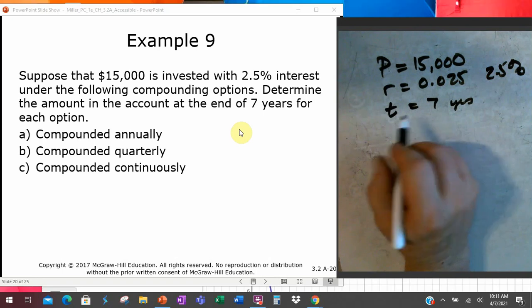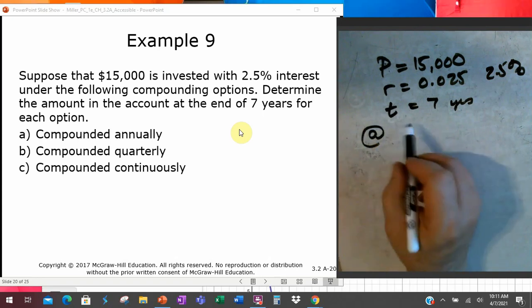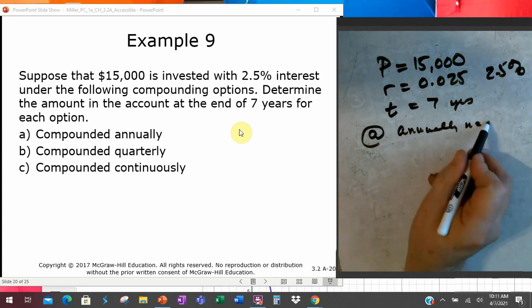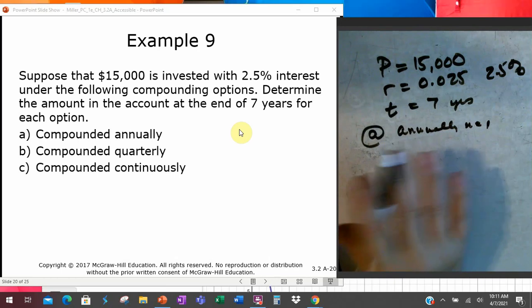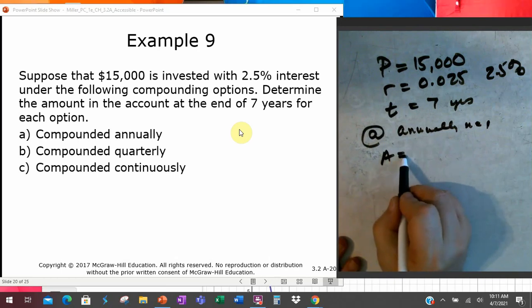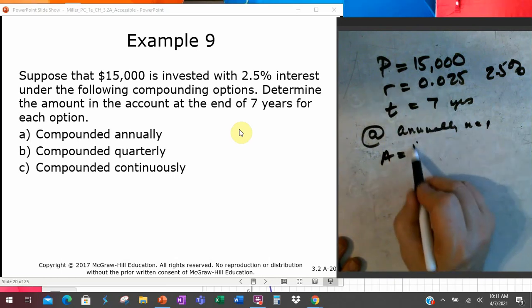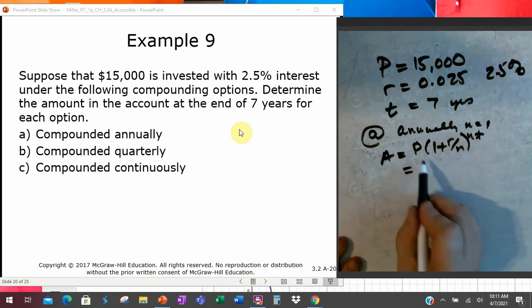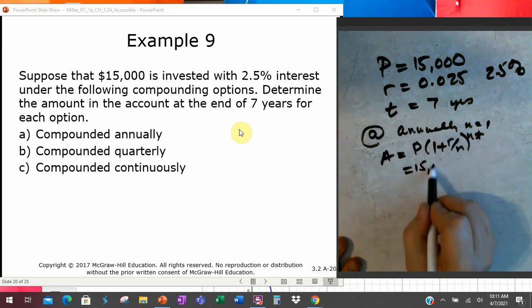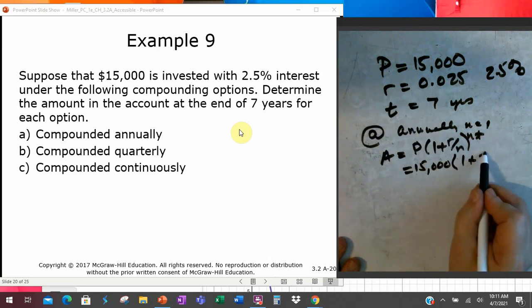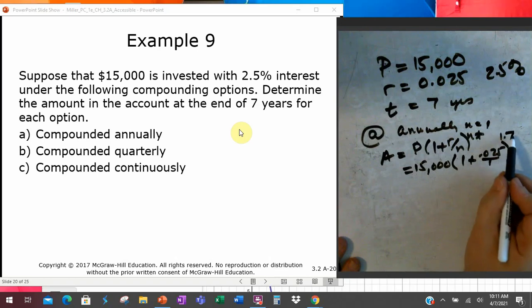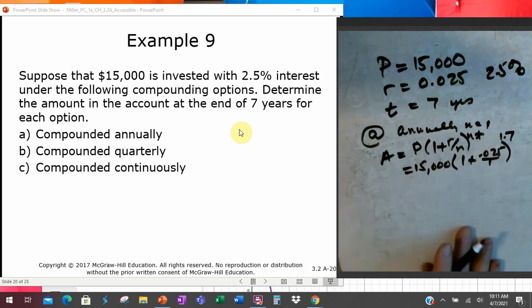Now, first compounding annually, so N is equal to 1. At the end, my future value in that account is going to be my principal times 1 plus r over n, to the nt. That's my formula, so I just fill it in: 15,000 times 1 plus 0.025. I'm only going to get it one time a year, and then 1 times 7. I'm going to emphasize that 1, even though that's just 7.